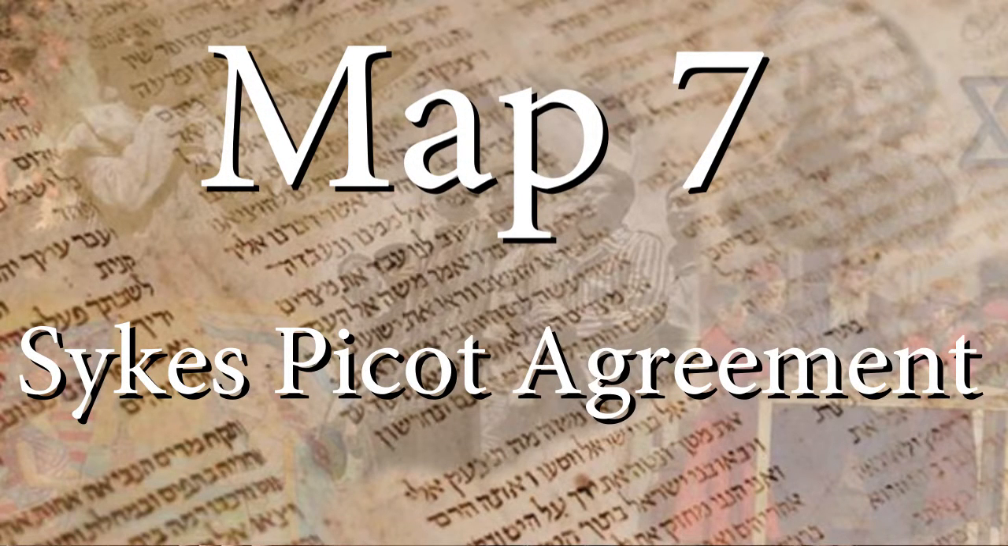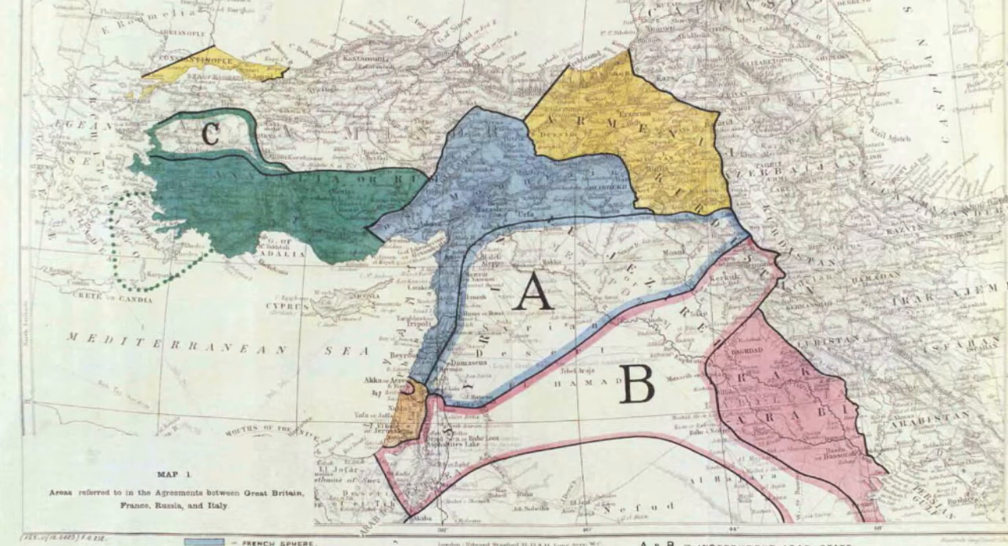Map 7, the Sykes-Picot Agreement. Now, there are any number of maps that I could have included in this video, and you know a storyteller largely by where he begins and where he ends. So here is the Sykes-Picot Agreement. It's a map that I feel really underlies the current phase of the Jewish story.